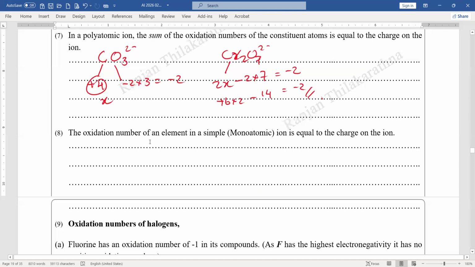Then the oxidation number of an element in a simple ion is equal to the charge on the ion. I have already given that sodium +, magnesium 2+, and aluminium 3+. In this case, +1, +2, +3. Like that.